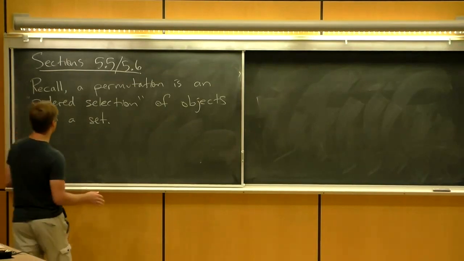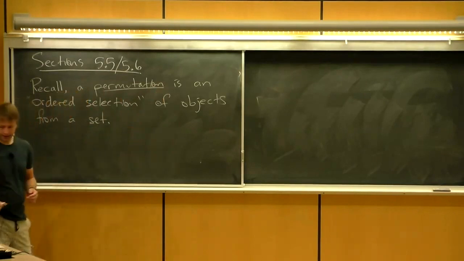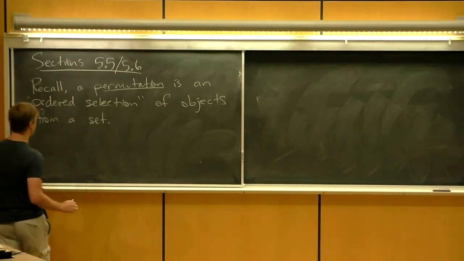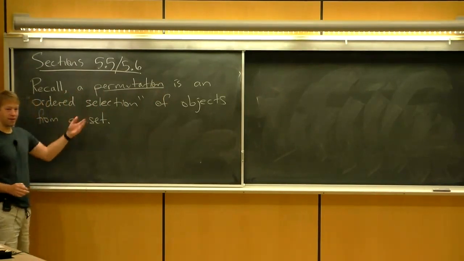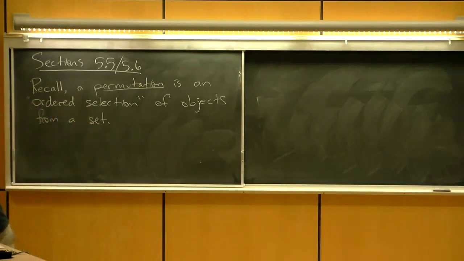So last time we talked a bit about permutations. This was an ordered selection of objects. I think I wrote it last time, I called it a linear arrangement, but this really means the same thing.